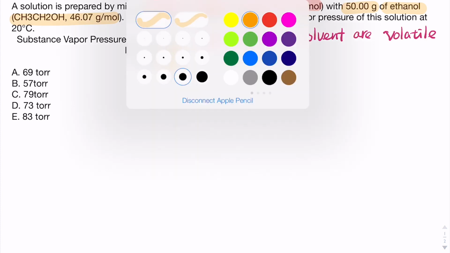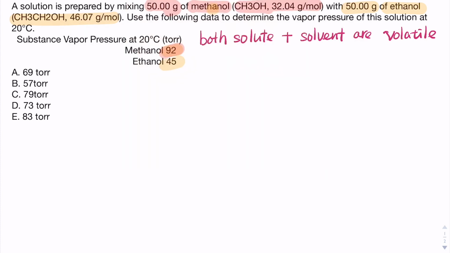Okay, let me just change the color of this one. So the vapor pressure for each just by themselves, and now we have a solution, and we also know the equation we're supposed to apply. The equation we're supposed to use is that the total pressure of this solution equals the vapor pressure from the solute, because they're both volatile, plus the vapor pressure from the solvent. And how are we going to calculate each term over here?